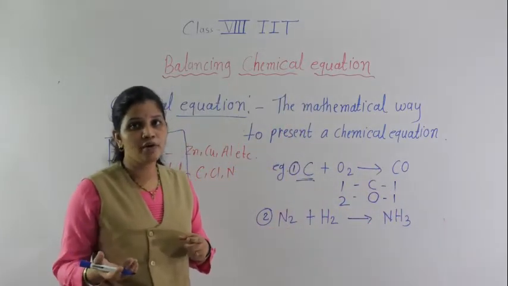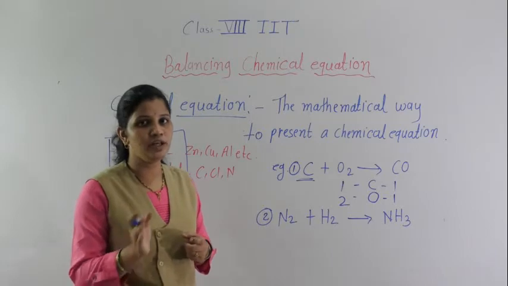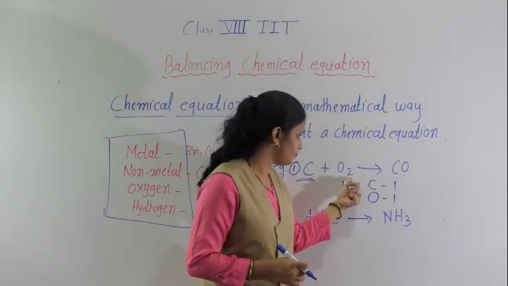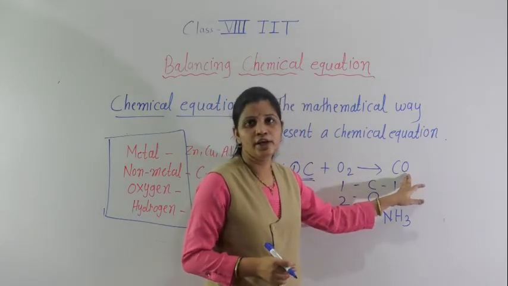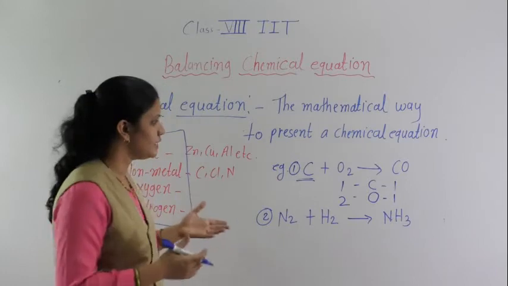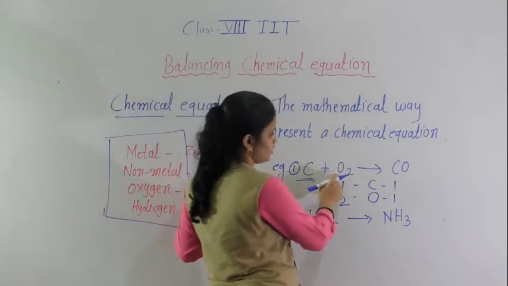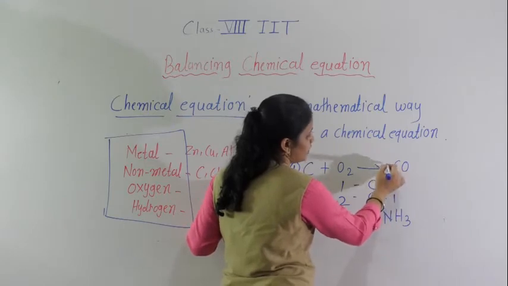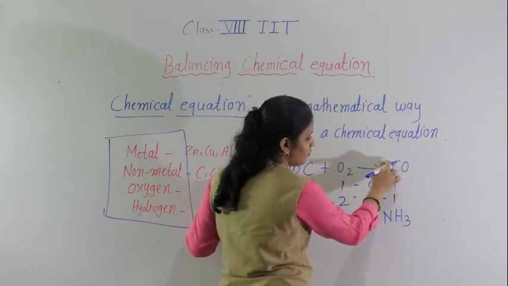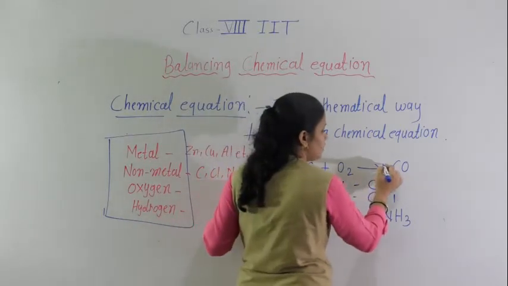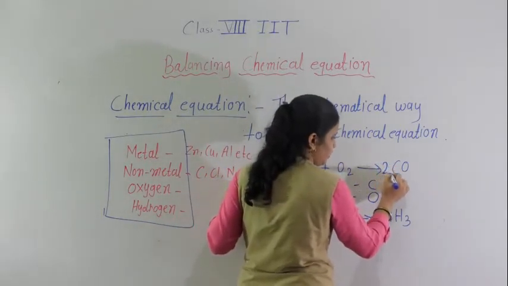Then what is next after non-metal? Oxygen. Okay, now here oxygen is 2 and here only 1. So here oxygen is not balanced. Then how do we balance that oxygen? See, there are 2 oxygen, so here also we need 2 oxygen. So wherever we are balancing the reaction, you have to give a number here. Okay, 2.